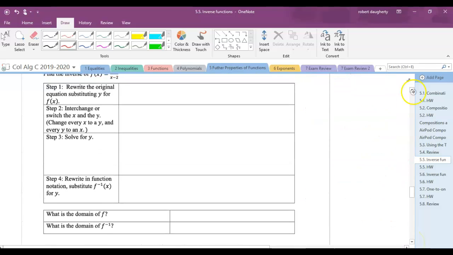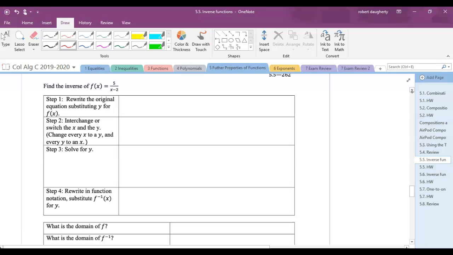Now that's probably the more involved part of this section, but we'll do a couple more examples of this. Let's start with this function. f of x is 5 over x minus 2. I want to find its inverse. So the first thing I do, I write it as y equal 5 over x minus 2. The whole big premise of an inverse is that what happens to make an inverse? x and y switch roles. So let's switch x and y. So x equal 5 over y minus 2.